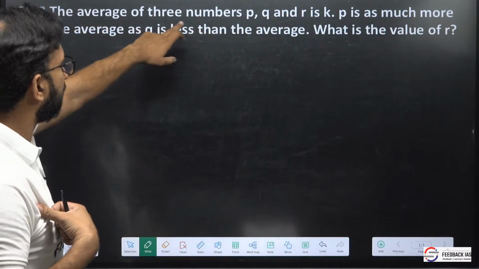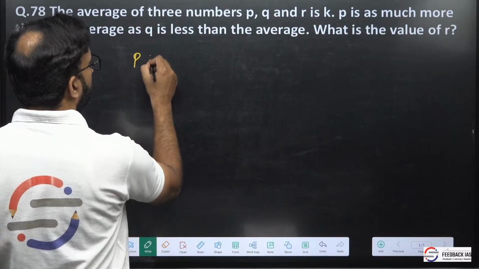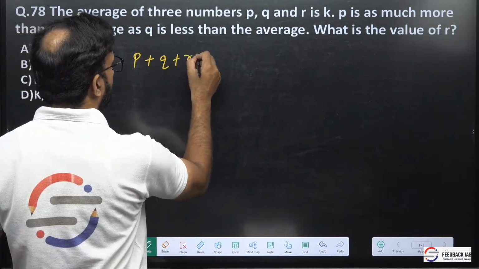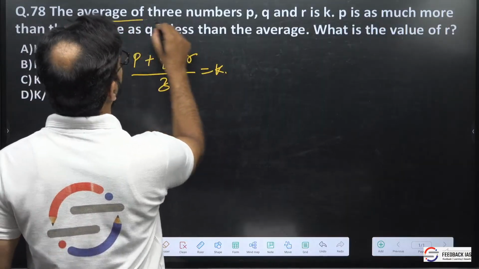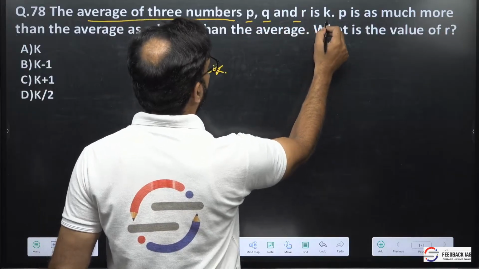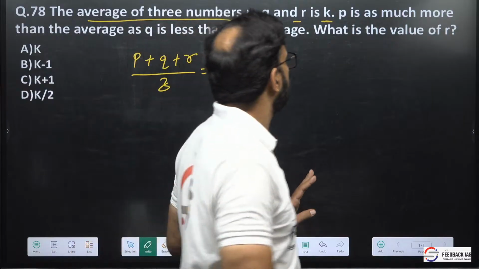The average of three numbers P, Q, R is K. The first information is that (P plus Q plus R) divided by 3 is equal to K. This is the average. This is the first information that is given in the question.